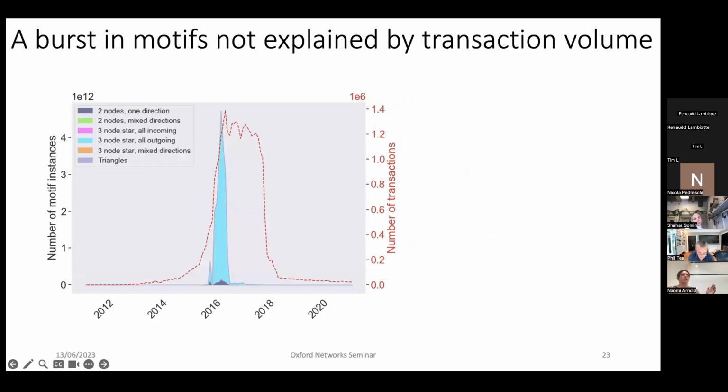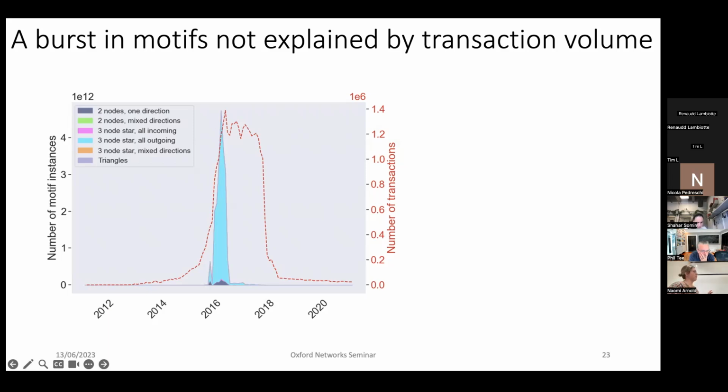So our last point of inquiry was looking at motifs over time as well. What we did here was group the data into months, still using the 1 hour window, and looked at the number of motifs of different types in one month. And then we plot that against the red dotted line, which is the number of transactions in the month.